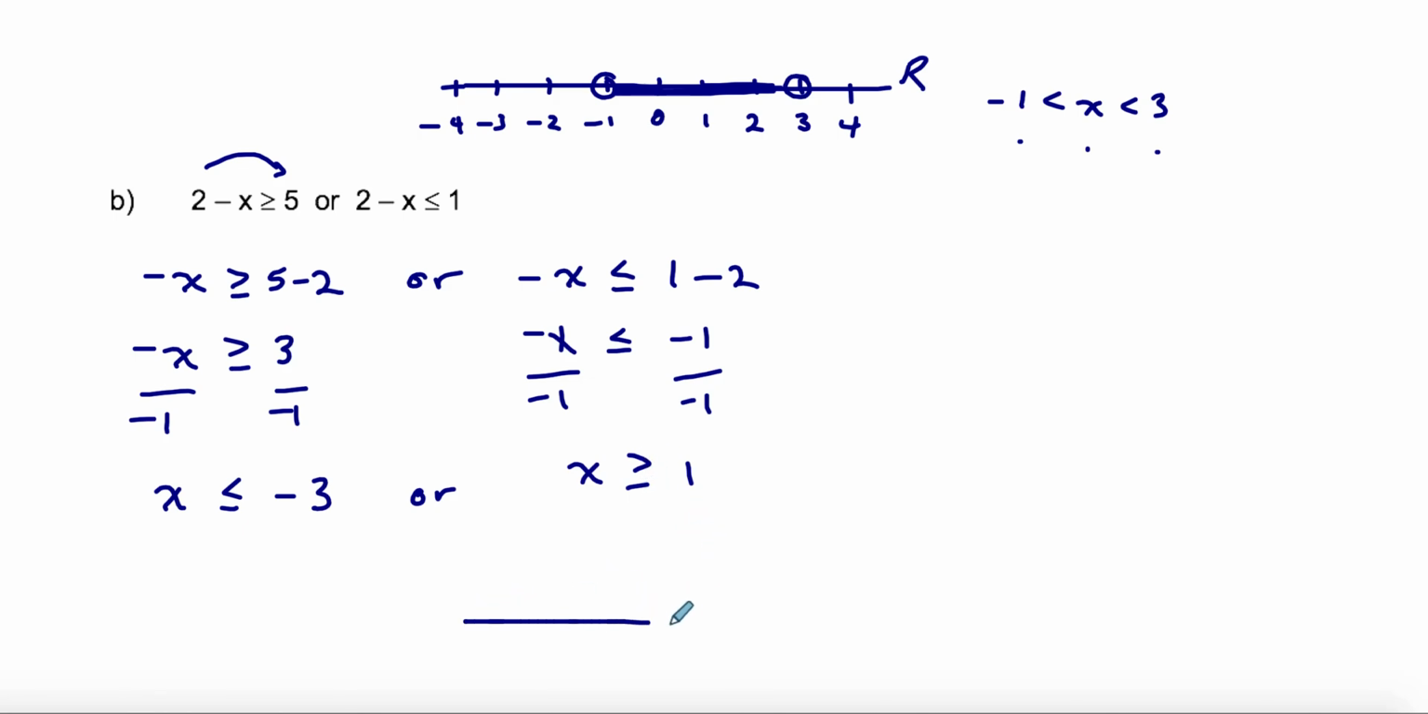So how would that look on a number line? So x is less than or equal to negative 3, or equal to negative 3, so I'm going to color it in. Less than or equal to negative 3. Or x is greater than or equal to 1, or equal to 1. Greater than or equal to 1. And in this case, because of the word or, we could have values that are less than or equal to negative 3, or all values that are greater than or equal to 1.